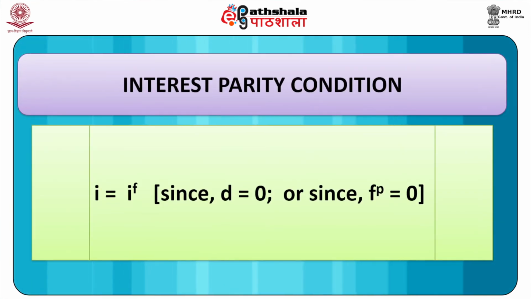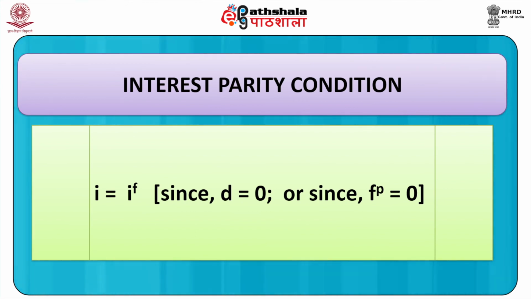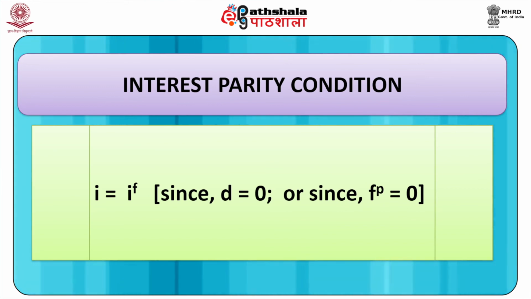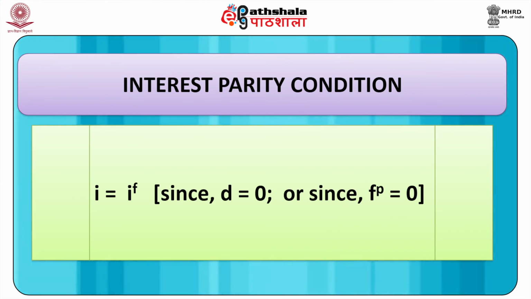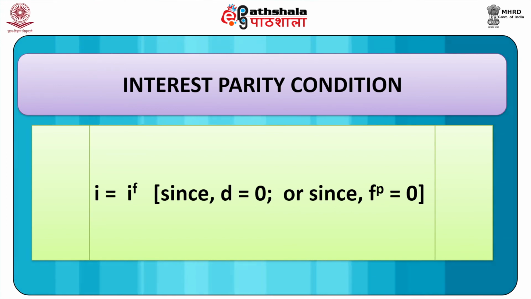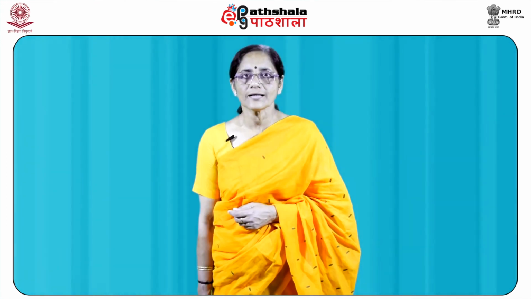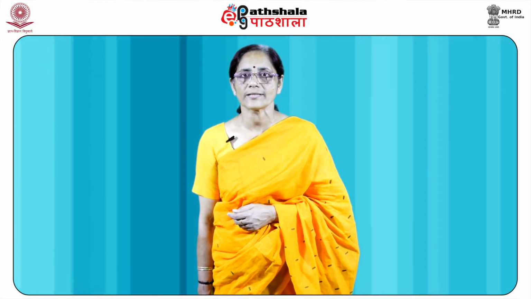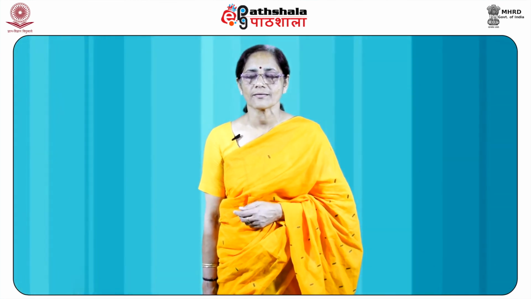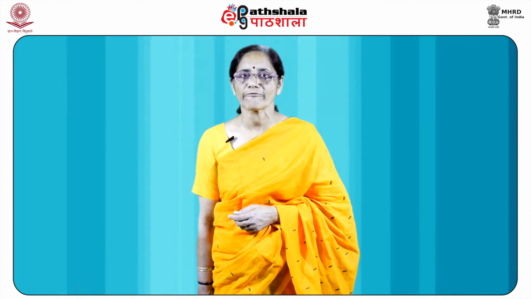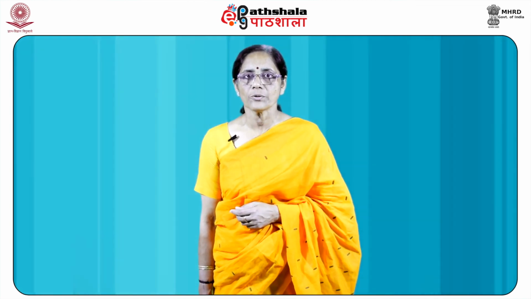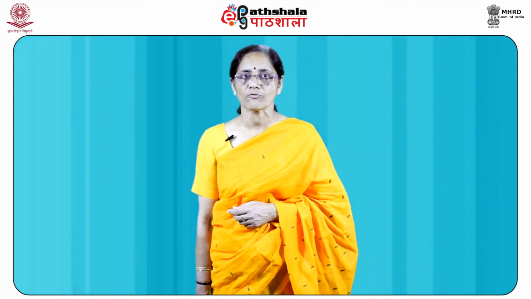In this case, the CIP and UIP conditions are the same and the interest parity conditions imply the following, that is, i is equal to i^f, since the forward premium is equal to 0, or since the expected depreciation is equal to 0. Clearly, the domestic interest rate has to be identical to the foreign rate of interest in case countries adopt a fixed exchange rate regime and lower restrictions on cross-border capital flows.